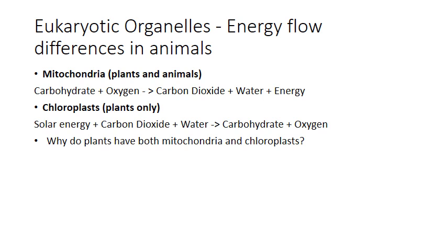And then chloroplasts have sort of an opposite process. They're producing carbohydrate and oxygen. The carbohydrates are in the form of glucose. But to do that, they're taking in solar energy and carbon dioxide from the air, and then water. So plants are taking in energy from the sun, carbon dioxide from the air and water from the soil, and they're producing carbohydrate and oxygen. So it's a nice little cycle.